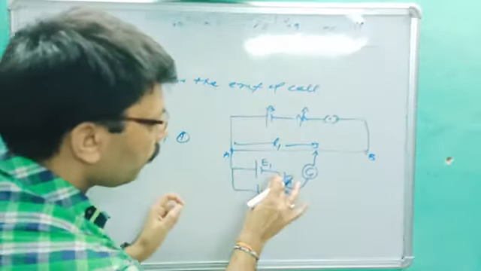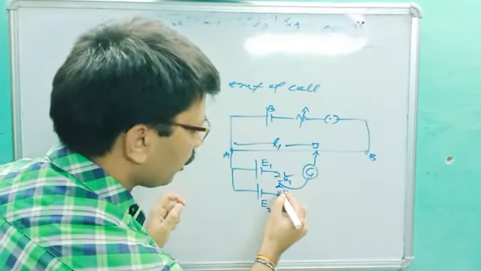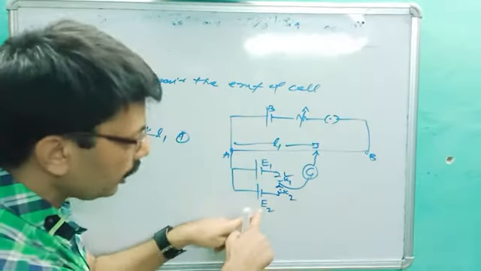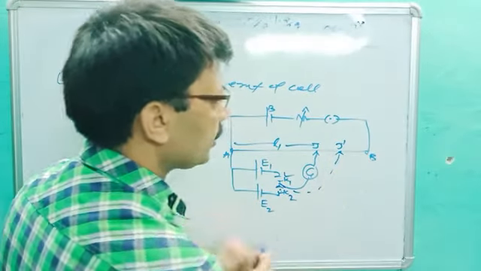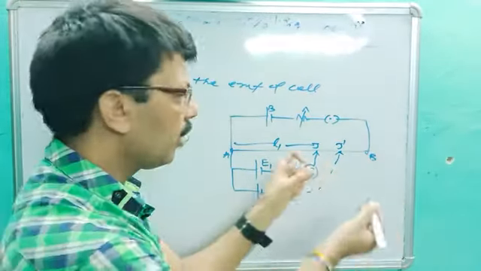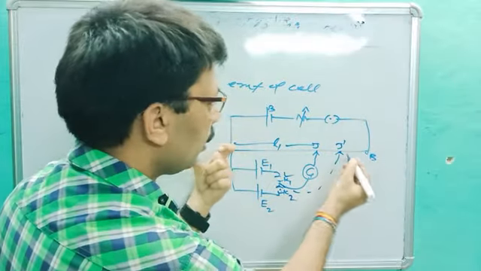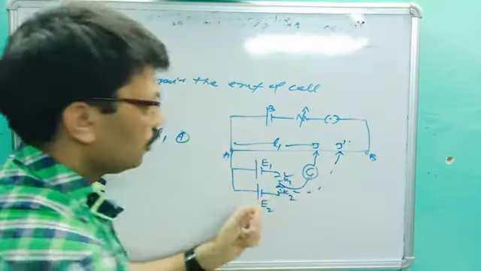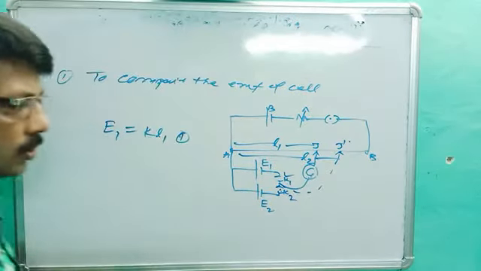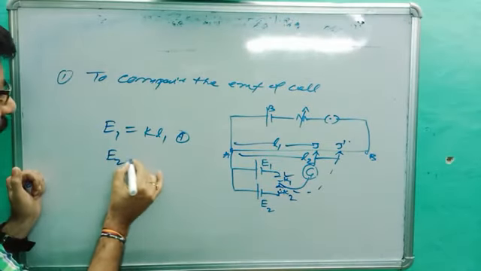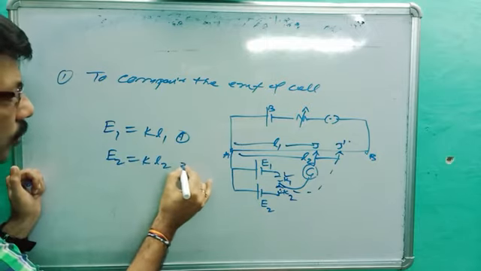Second, now turn off the K1 and turn on the K2. When you turn on the K2, E2 will be connected, and let's suppose at some point J dash, it could be before or after, the deflection turns 0 and this length is L2. So what we get? E2 is equal to KL2. This is equation number second. Very easy.